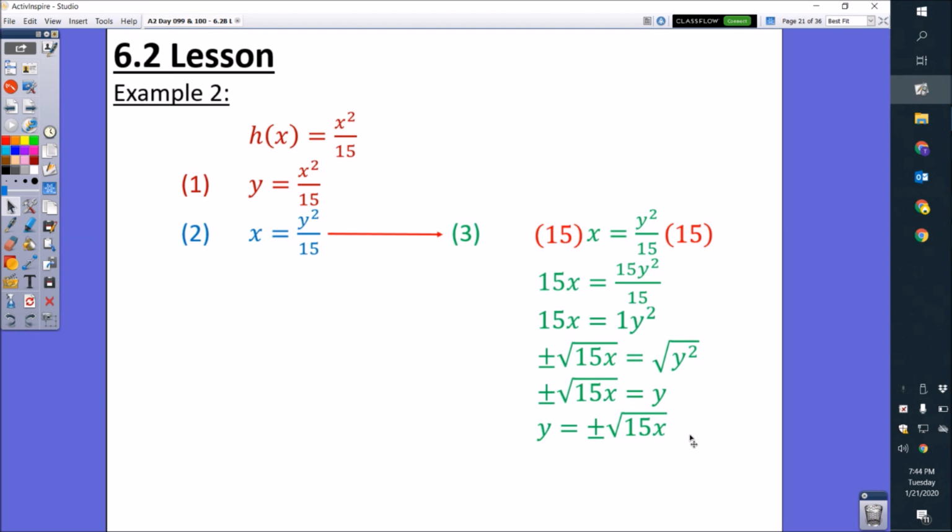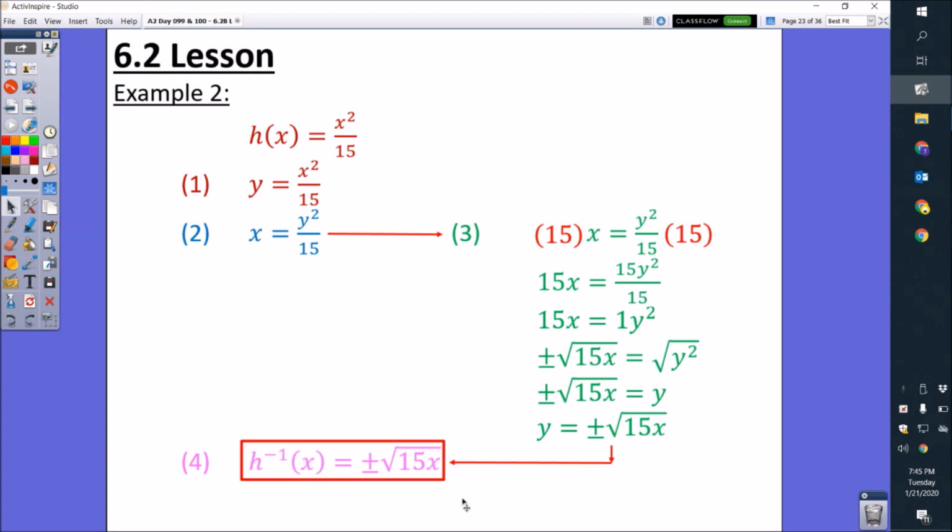Now, since y is by itself, I'm going to move on to step 4, which is to rewrite it as the inverse function. Since we start off with h of x, then my inverse will be h negative 1 of x, like so. So again, h negative 1 of x equal plus and minus square root of 15x. So this will be our final answer. I'm going to box that in red. So again, make sure to include plus and minus on the square root.